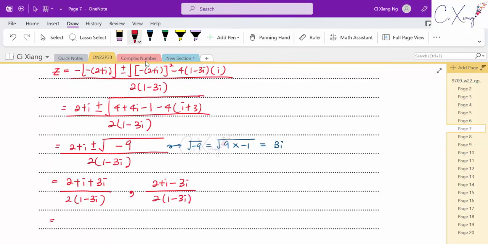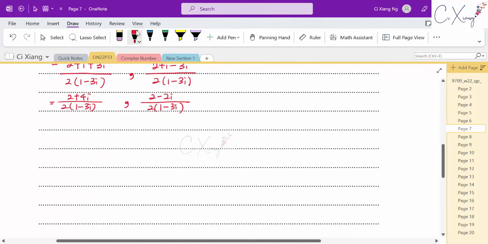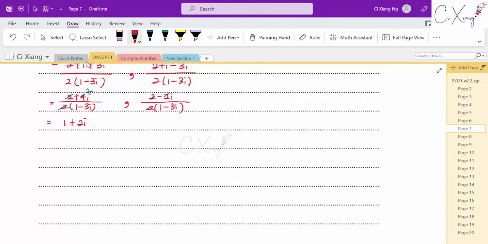So I'm having two answers here. If we continue further, I will have 2 plus 4i divided by 2 times 1 minus 3i. Then for this part it is 2 minus 2i. From this step onwards, you can see that we try to simplify the 2, and this one is also the same. Our final answer, of course, we cannot leave in a fraction form with the complex number at the bottom. Therefore, we need to further simplify it by rationalizing the complex number.